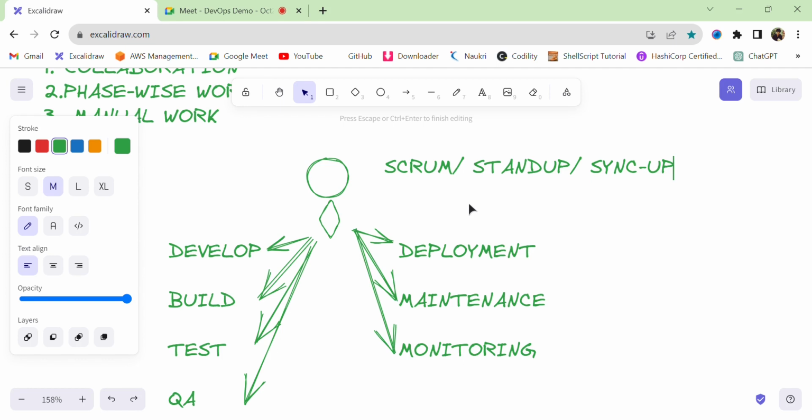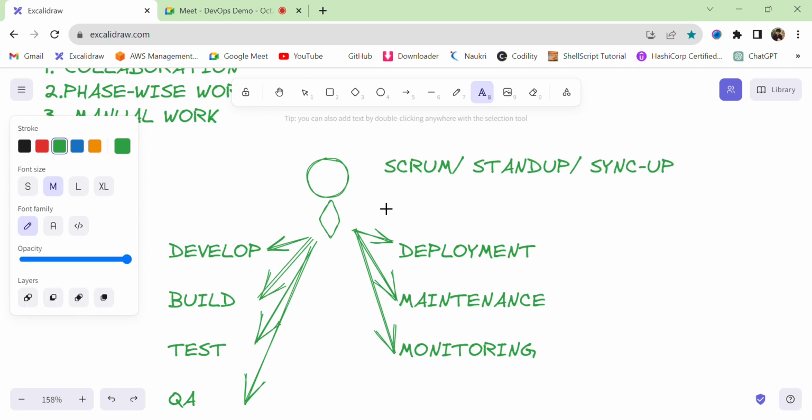And what do we do in a scrum or stand up or sync up meeting is, this person will ask each and every team on a daily basis what you did yesterday and what you are planning to do today. So you can see on a daily basis they were getting aligned in their work, and they were having, we can say, a target, because they understood that every day we have to face a person. Now this person in agile is called a scrum master.